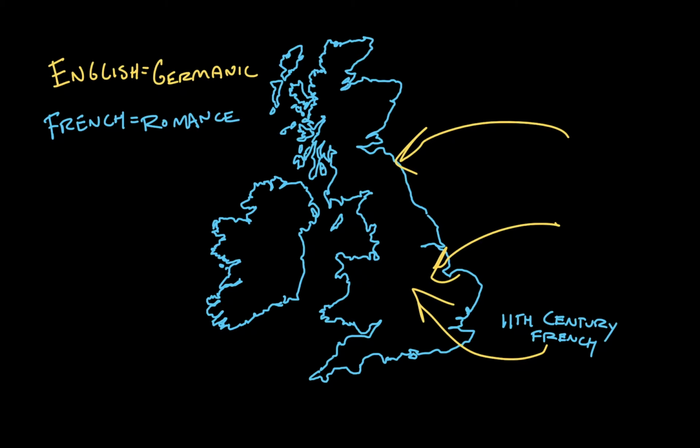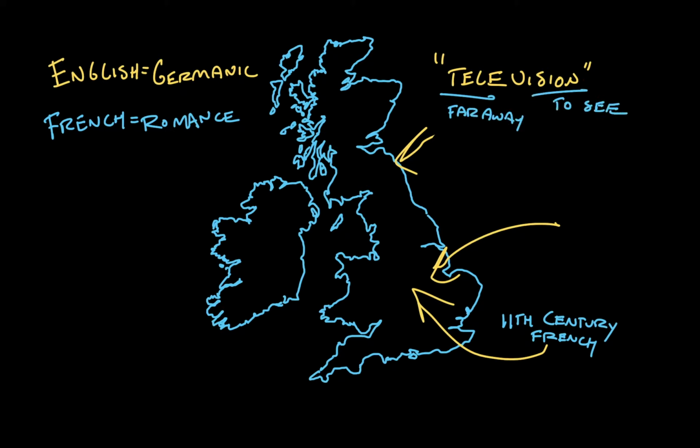We often reach for Latin and Greek compounds when we compose new words, which is why we say television in English, which comes from the Greek tele, meaning far away, and the Latin videre, meaning to see. If we reached for Germanic roots to make new words, we'd call a television a Farseer, because indeed, that's what the word is in German, Fernsehen.